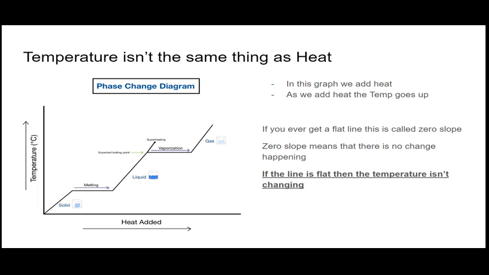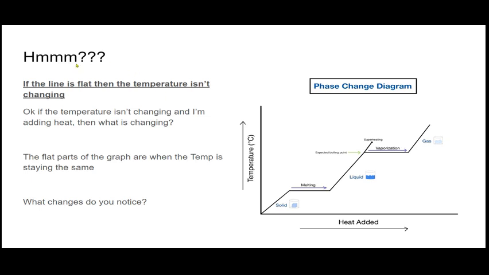At this point, by watching the video, you've either done the lab or are about to do the lab. Okay, question. If the line is flat and temperature isn't changing, well, what is changing? Well, we can go back to our graph and look right here. We've got a solid, and by the end of this phase change, we've got a liquid. Then we've got a liquid, and at the end of the phase change, we've got a gas.